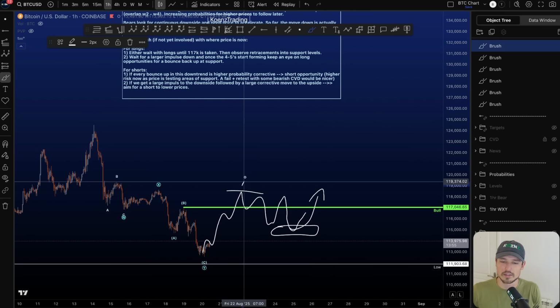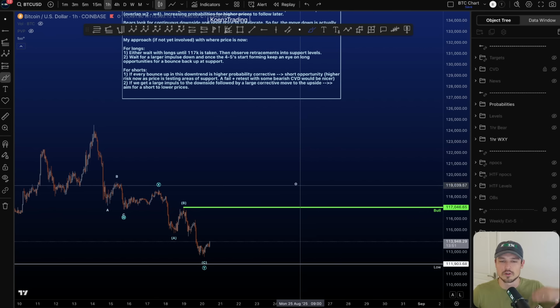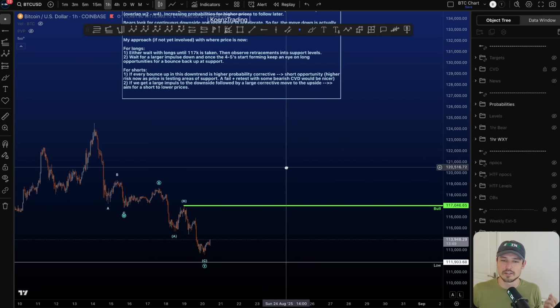At least take out that high, that's target 1, and then eventually look for other areas of resistance, and those are then other TPs. So that is number 1.